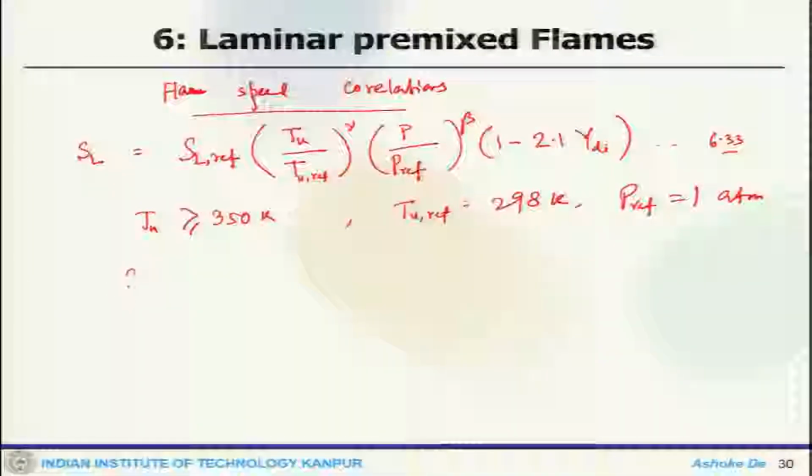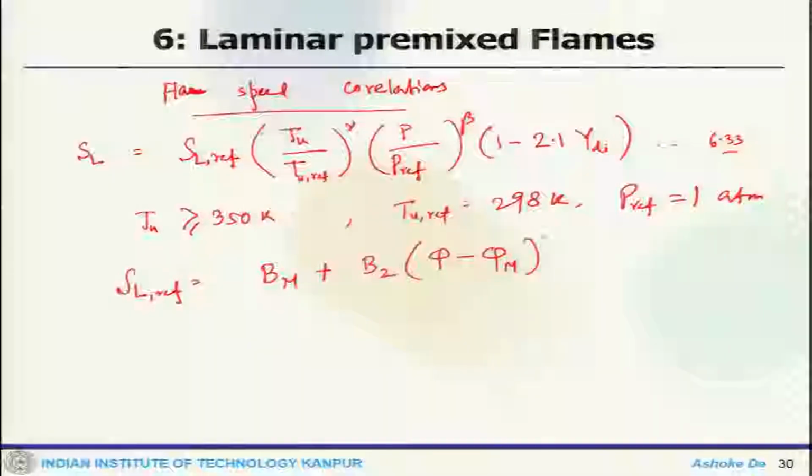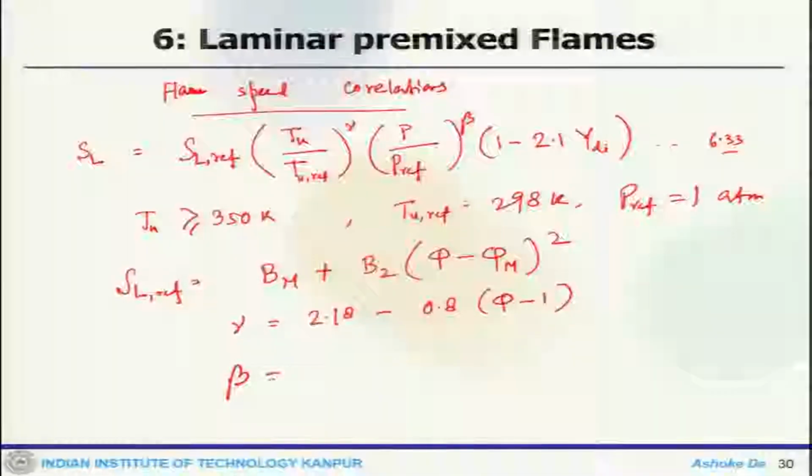So S_L reference will be some constant B_m plus B_2 times phi minus phi_m squared, and gamma is 2.18 minus 0.8 times phi minus 1, while beta is defined as 16 plus 0.22 times phi minus 1. So that is what you get.